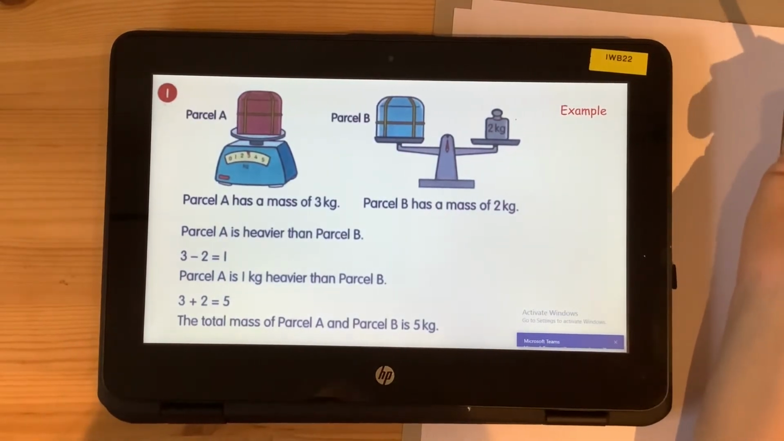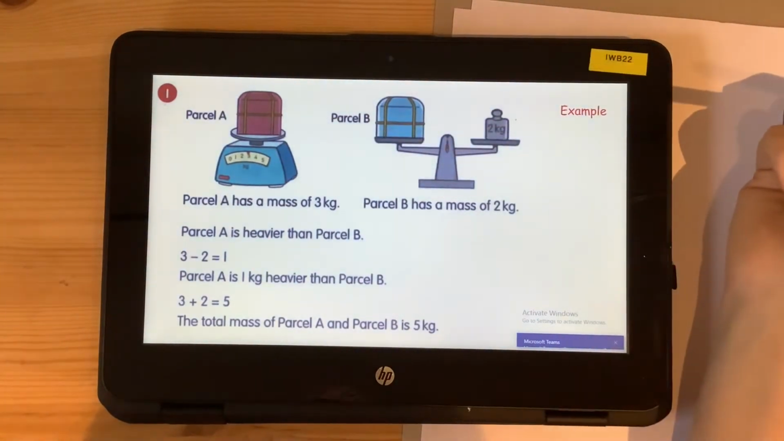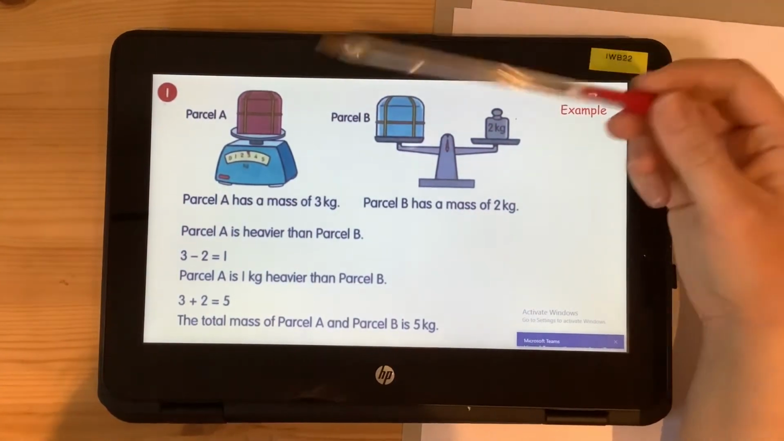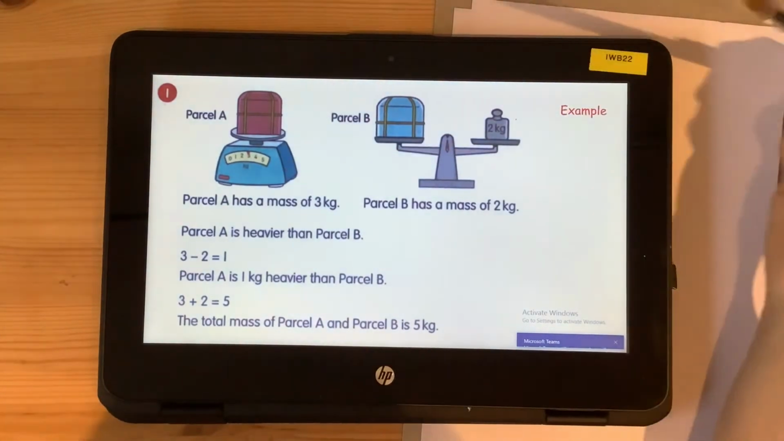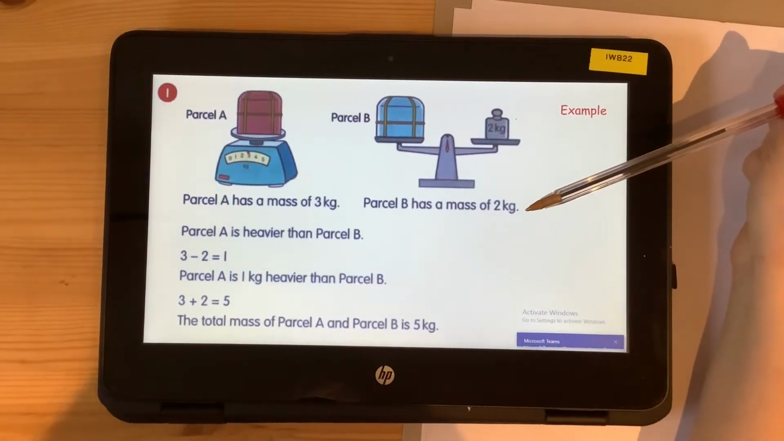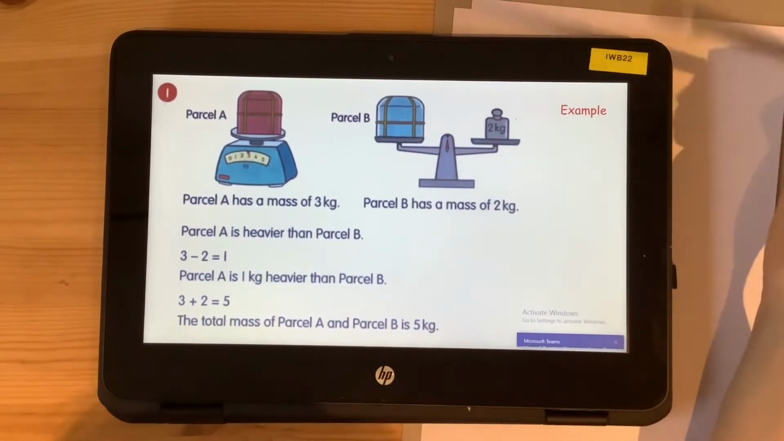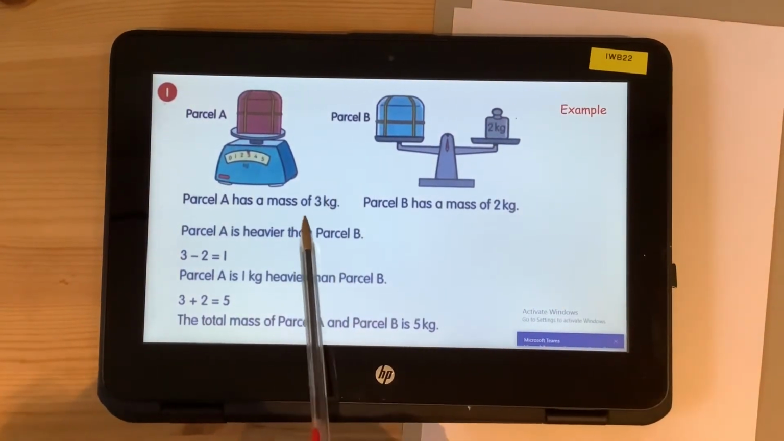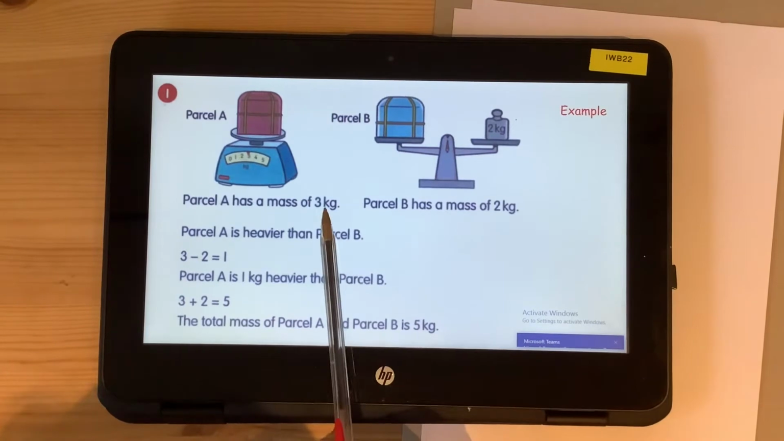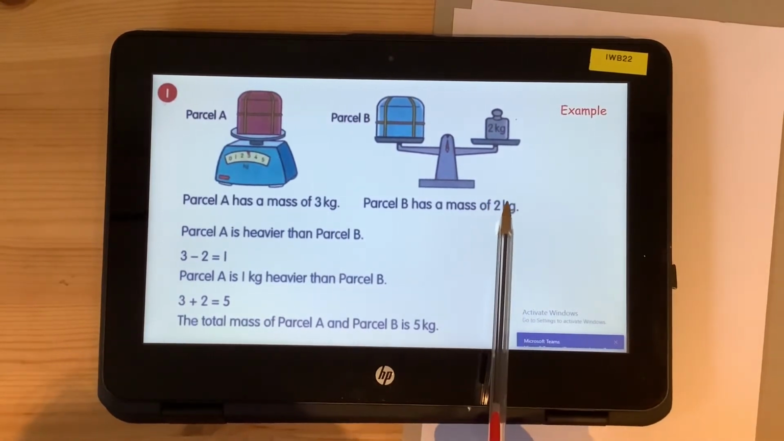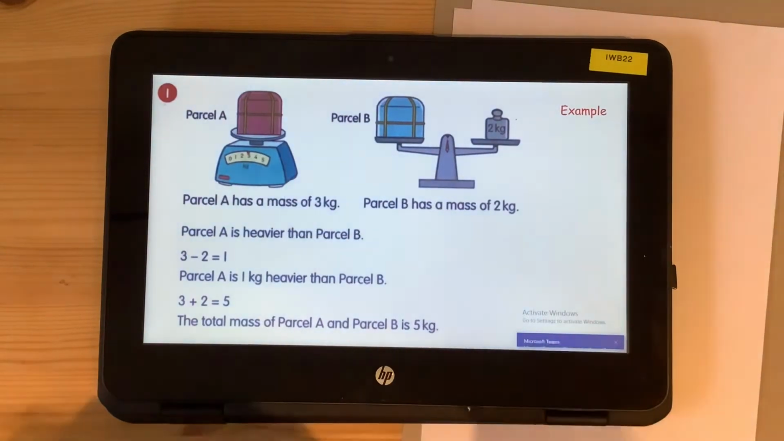So let's have a go at comparing them. Well, parcel A is heavier than parcel B. We know this because the mass of parcel A is 3 kilograms and the mass of parcel B is 2 kilograms. If we want to know how much heavier it is, we need to find out the difference. To do that, we would take the mass of parcel A and remove the mass of parcel B. That will tell us how much more mass parcel A has than parcel B. If we do 3 take away 2, we are left with 1. So that tells us that parcel A is 1 kilogram heavier than parcel B.